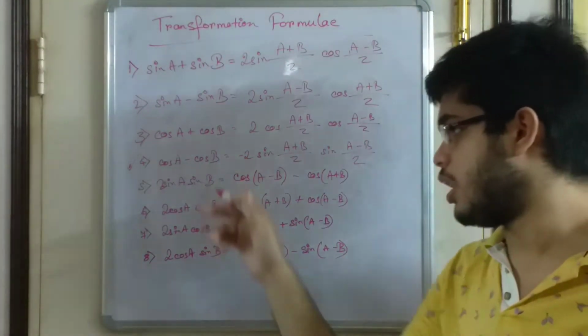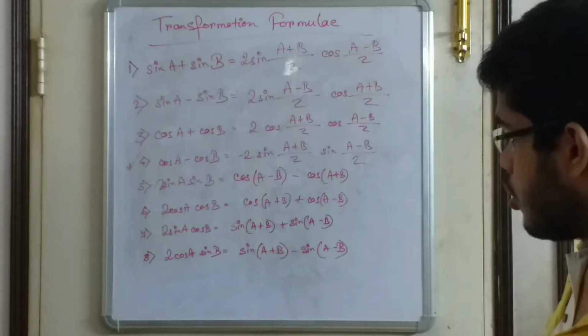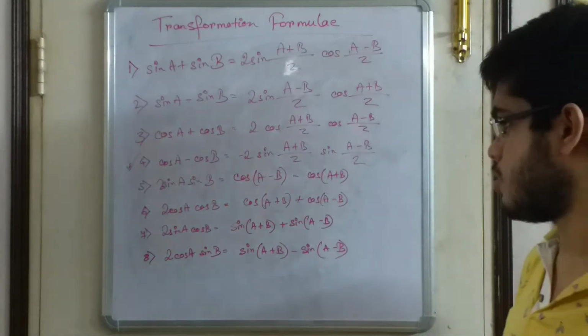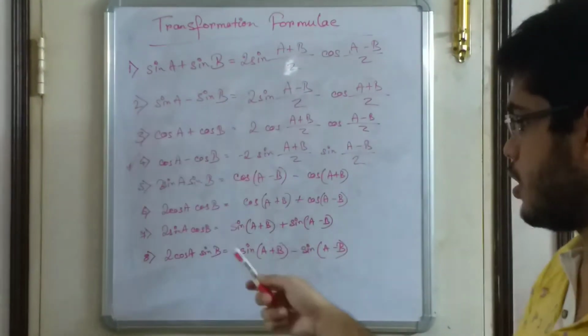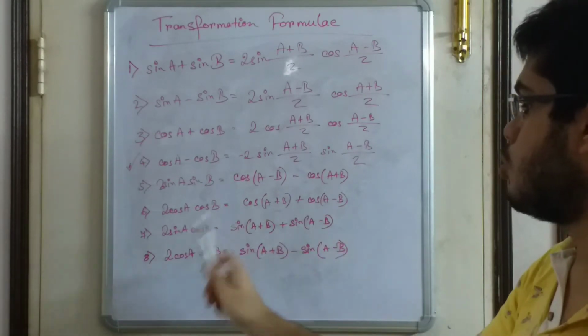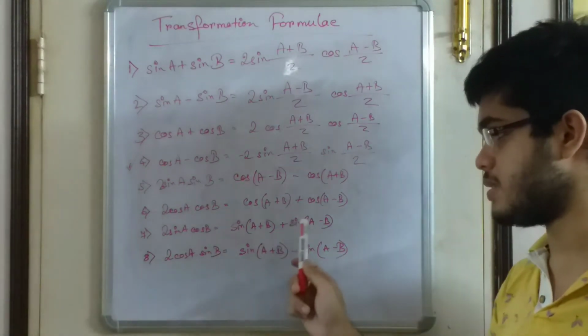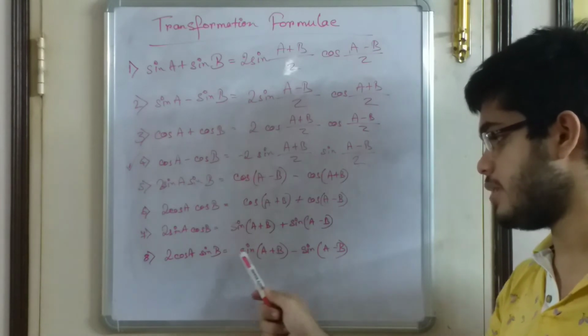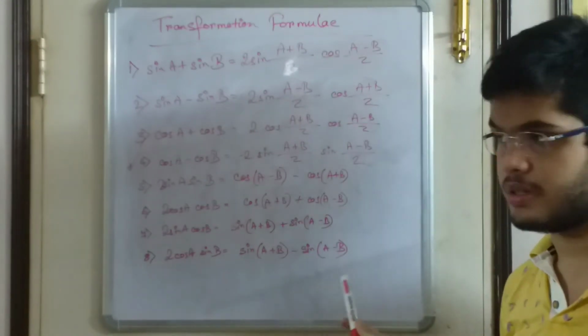Okay. Now 2 sin A sin B is equal to cos A minus B minus cos A plus B. 2 cos A cos B is equal to cos A plus B plus cos A minus B. 2 sin A cos B is equal to sin A plus B plus sin A minus B. 2 cos A sin B is equal to sin A plus B minus sin A minus B. Okay.